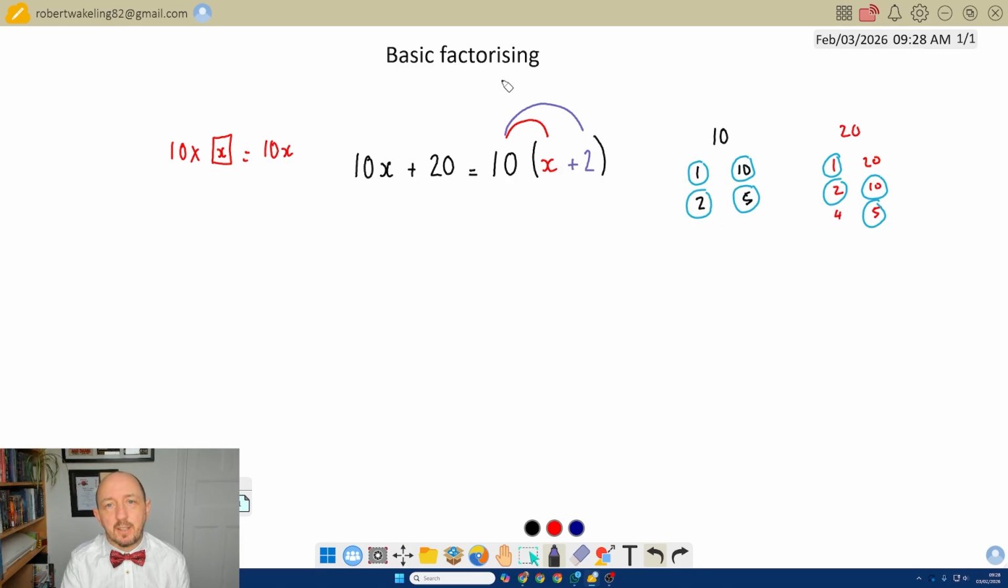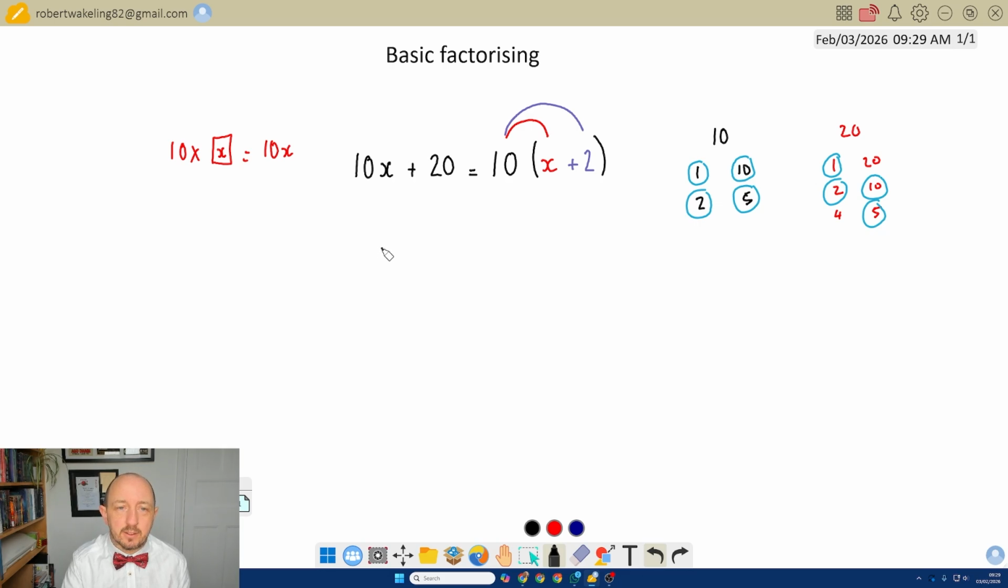So factorising essentially is the opposite of expanding. Expanding means multiplying this out, and factorising is essentially dividing, but not many students will think of it like that. It's more what multiplies by 10 to get 20, what multiplies by 10 to get 10x. So let's try another one of those.